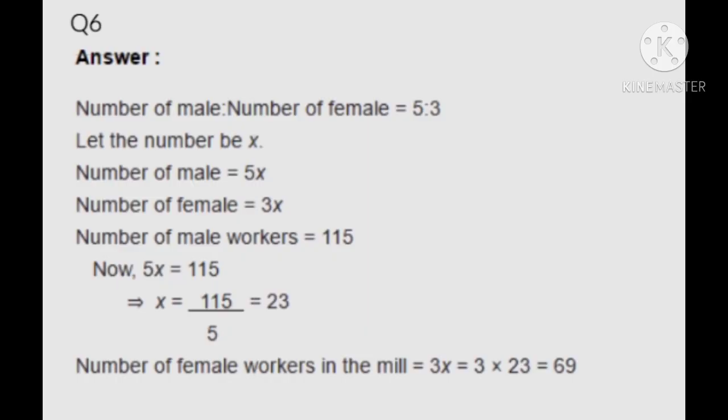Question number 6. The ratio of the number of male and female workers in a textile mill is 5:3. If there are 115 male workers, what is the number of female workers in the mill? So let the common term be x. So number of males is 5x and number of females is 3x. The number of male workers is given, which is 115. That means 5x is equal to 115. This implies x is equal to 115 divided by 5, which is 23. So the number of female workers in the mill will be 3x, that is 3 into 23, which is 69.